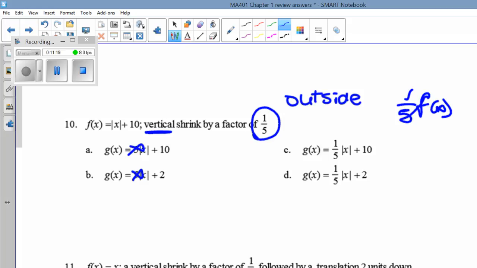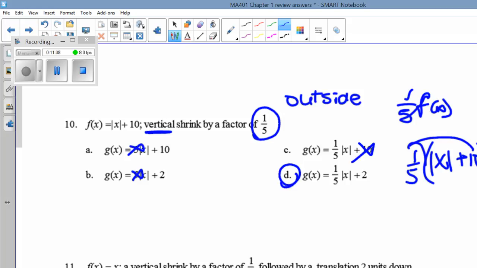And it's your f of x. So you're going to write your entire function down, so absolute value of x plus 10, and then you're going to buckle it up in those parentheses and plunk a 1/5 out front. Then you have to distribute that 1/5. So is that 10 going to stay a 10? Oh no, it's not. It's going to turn into a 2, and we get that answer there.